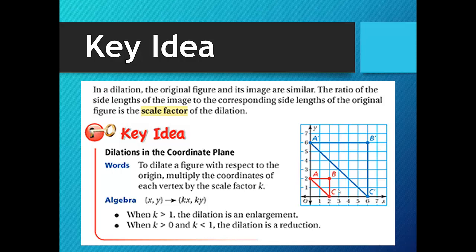So for our key idea for dilations in the coordinate plane, to dilate a figure with respect to the origin, multiply the coordinates of each vertex by the scale factor k. So for our coordinate (x, y), we would have (kx, ky). When k is greater than 1, the dilation is an enlargement, which means the image would be bigger. When k is greater than 0 and less than 1, the dilation is a reduction, which means that the image would be smaller.